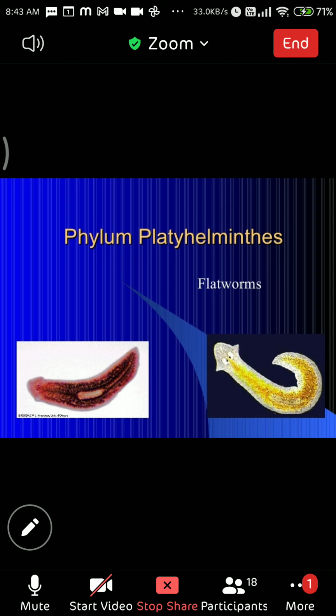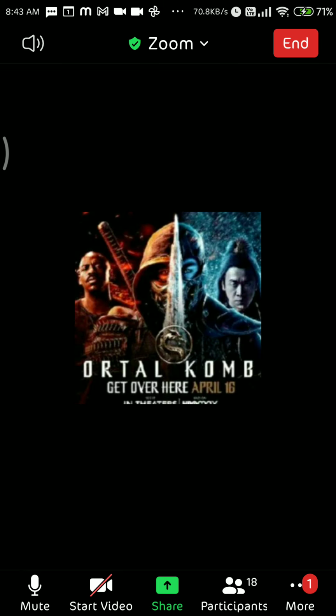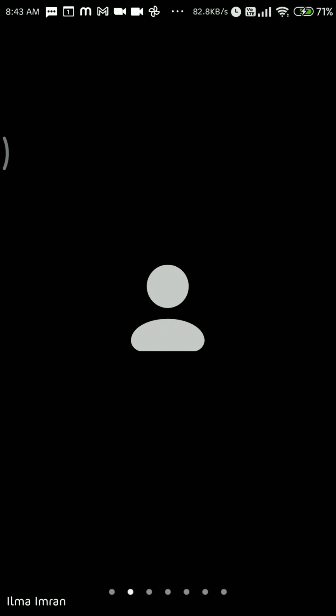Okay, then. Now the next is Nematoda. Nematodes are round worms. Platyhelminthes are flat worms, just leaf-like or flattened, or you can say ribbon-like. But nematodes are round worms.